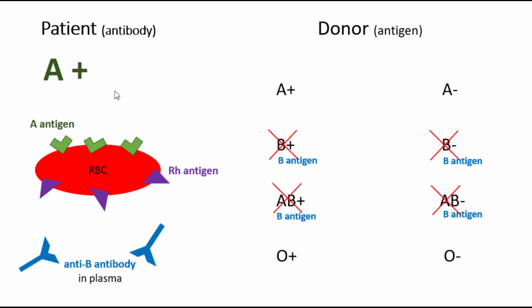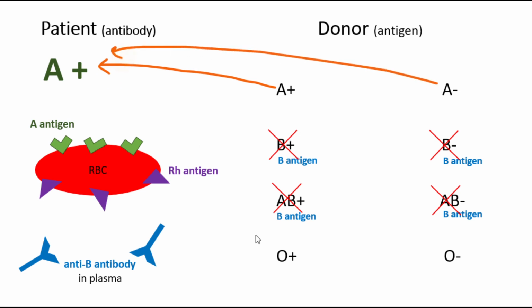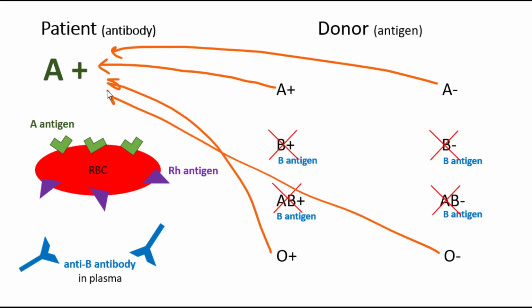So a patient with A positive blood type accepts obviously the same blood type, A positive. Also this patient accepts A negative, O positive, and O negative. So now I realize that if I have positive blood type, I can accept both positive and negative blood types.